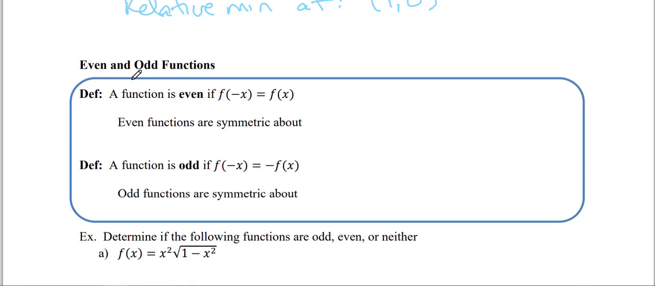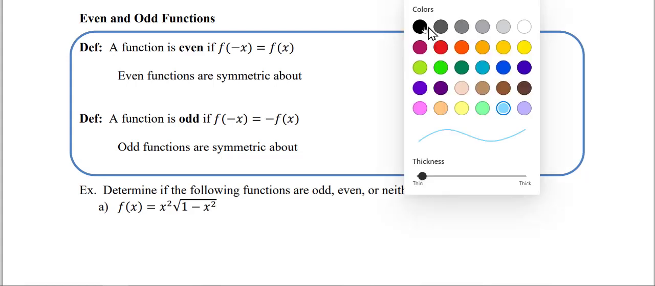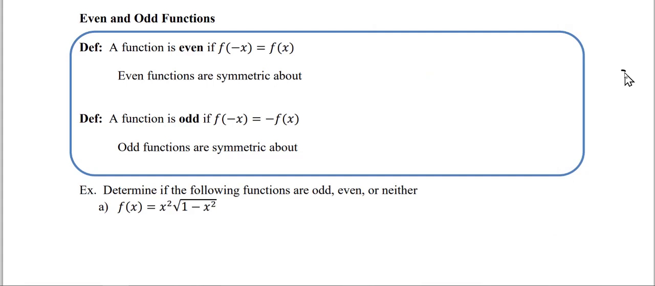The last topic we're going to look at in this video is even and odd functions. The definition of an even function is that when you replace x with negative x, you get back the original function. The definition of an odd function is when you replace x with negative x, you get the opposite of the entire function. What we know about even functions is that they are symmetric about the y-axis, and an odd function is symmetric about the origin.